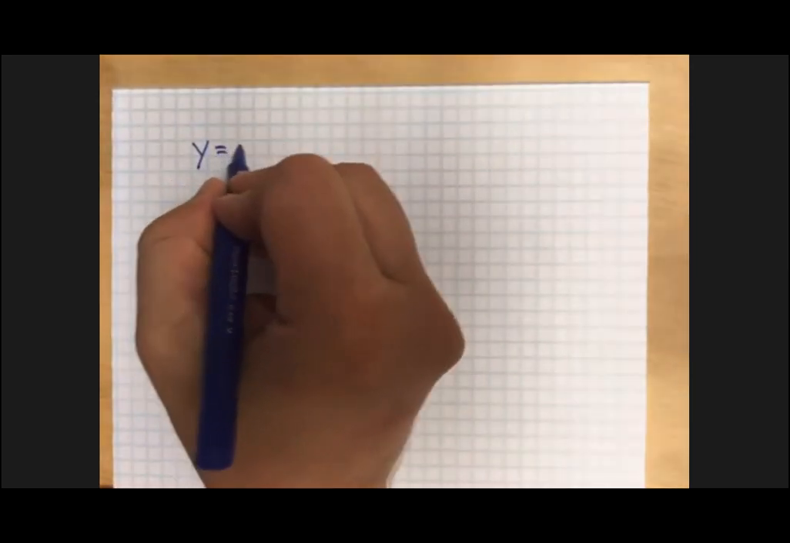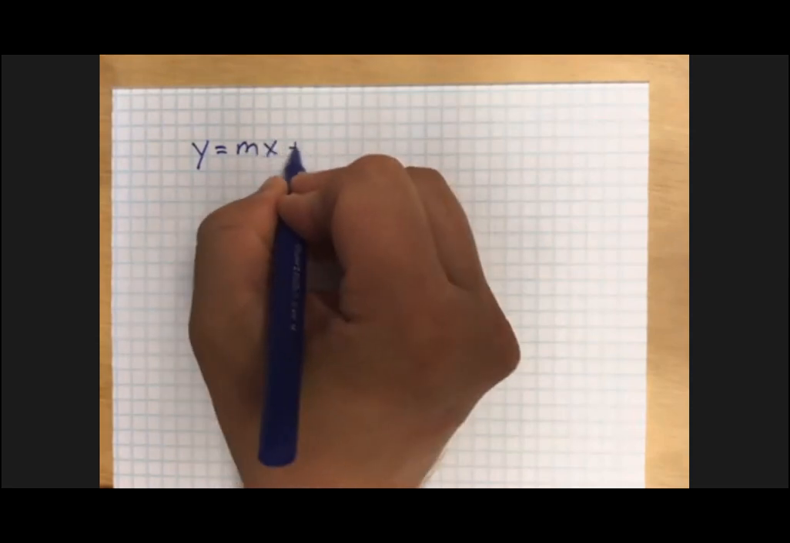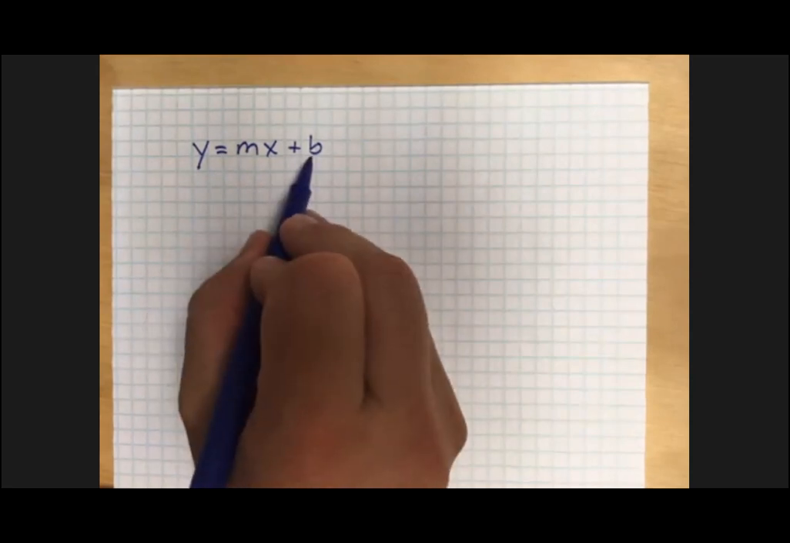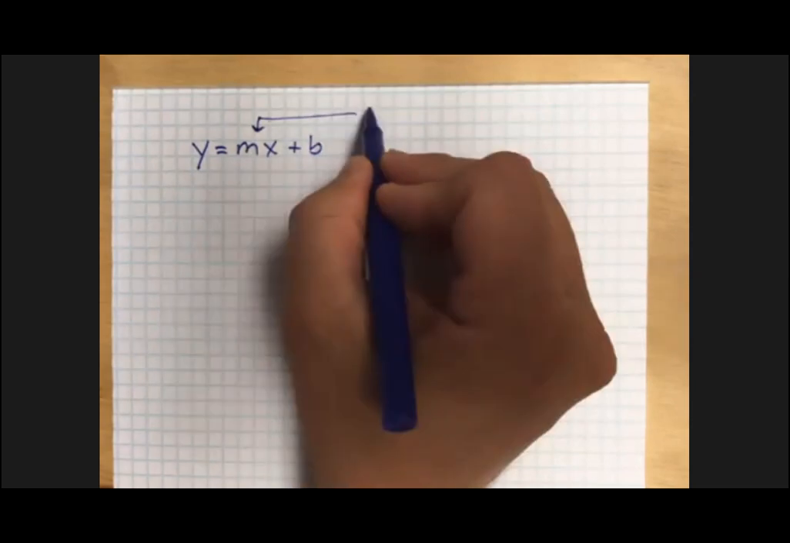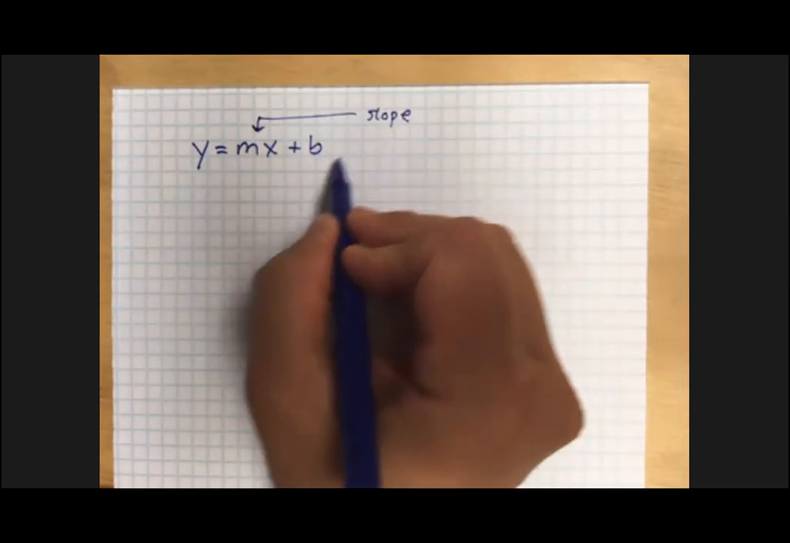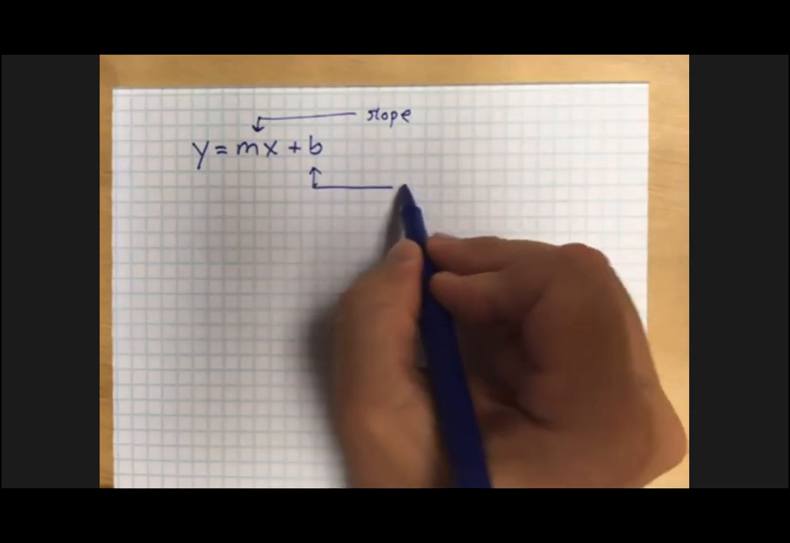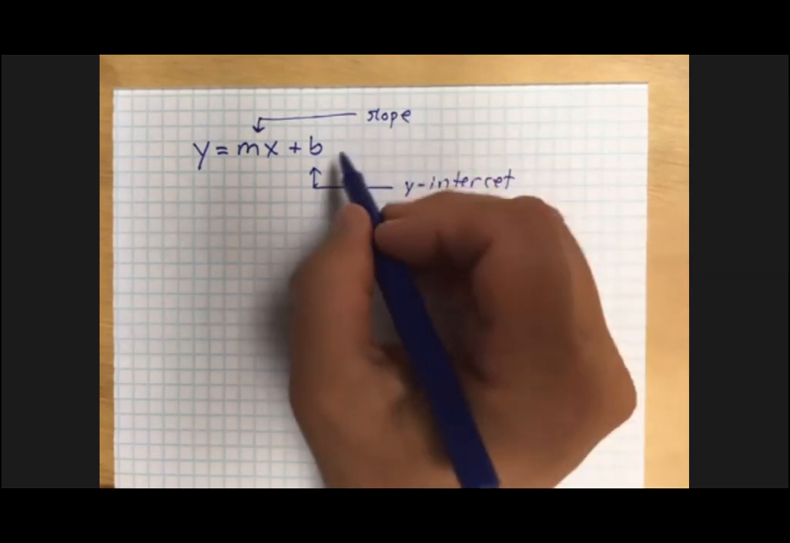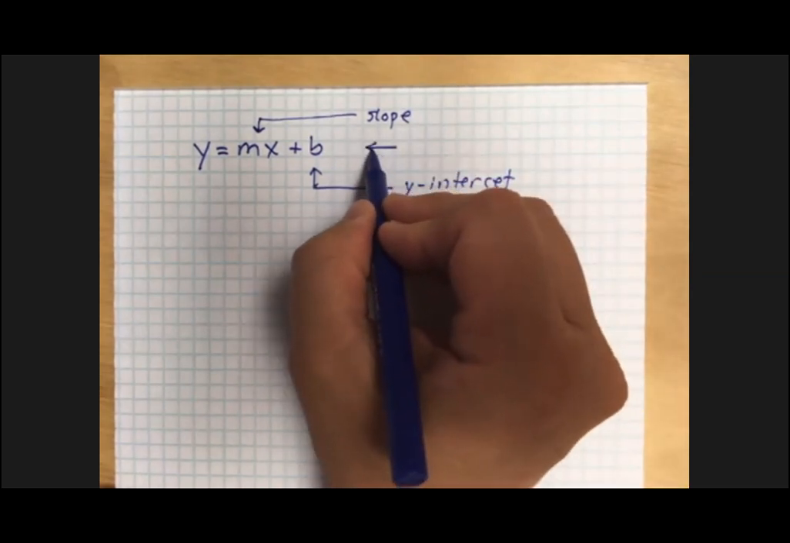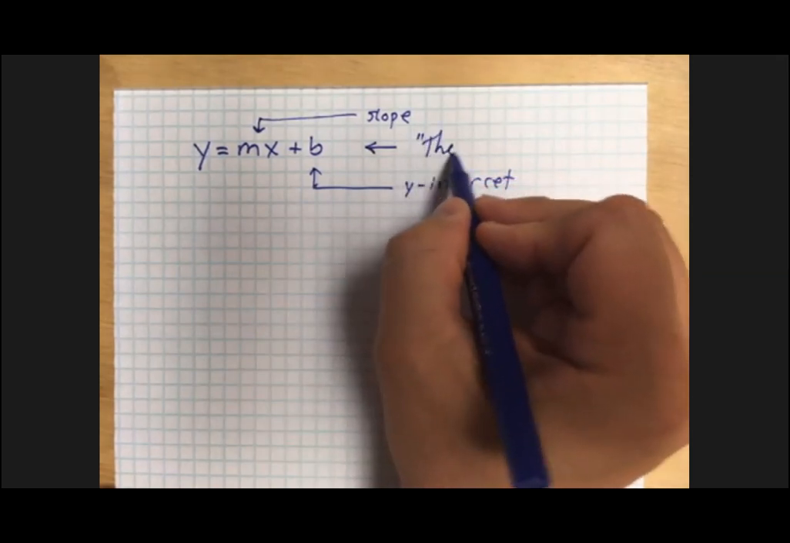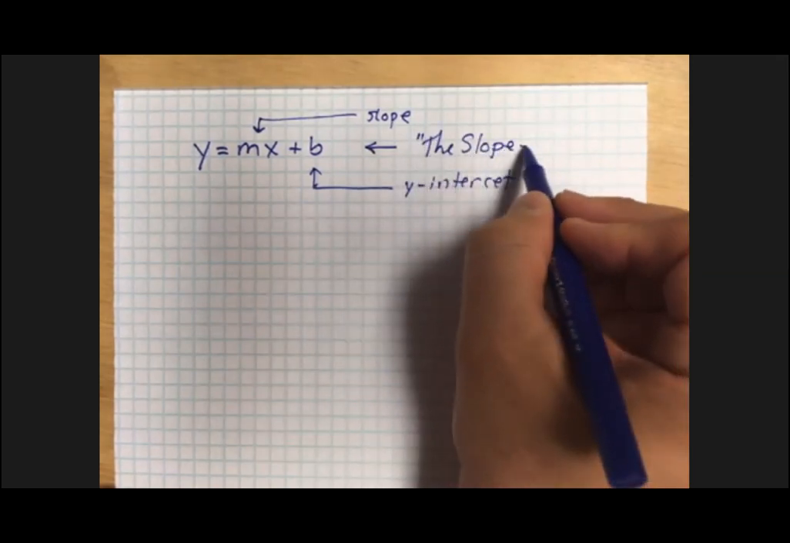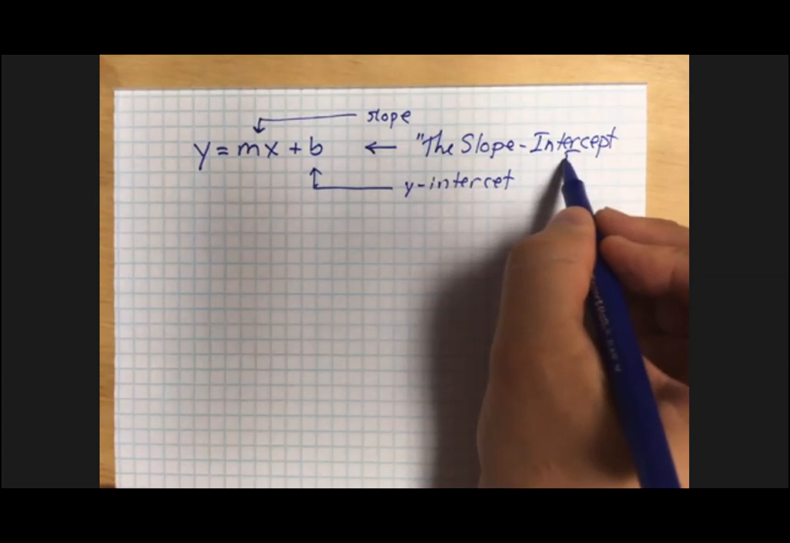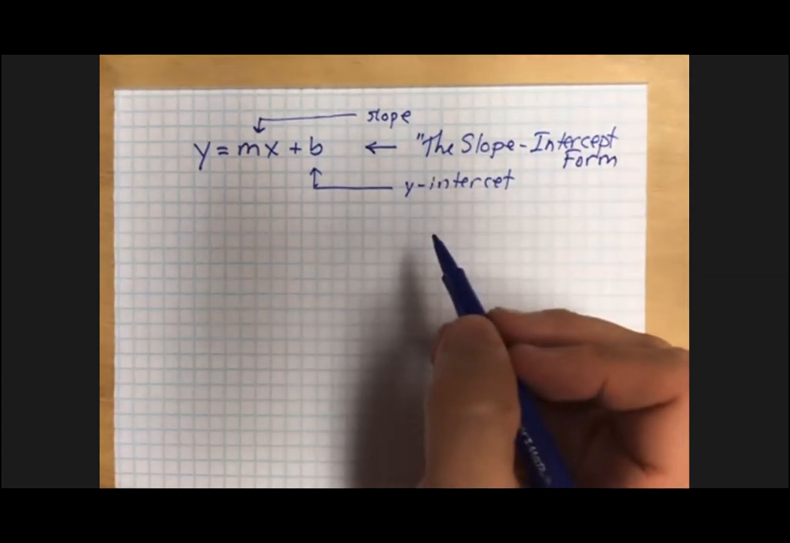So you have the experience, the understanding that someone's going to put a number in front of the x, someone's going to put a number here. This number is going to be the slope. This number is going to be the y-intercept. And so this line, when people write a line like this, is called the slope intercept form of a line.